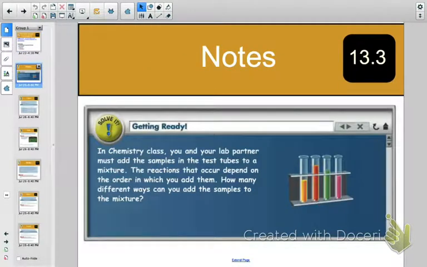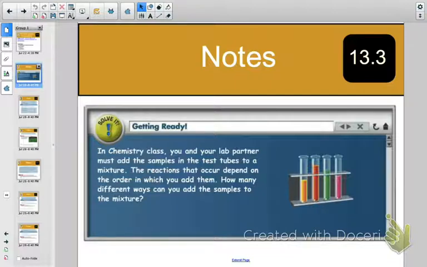So if you look at this problem here, it says, in chemistry class, you and your lab partner must add the samples in the test tubes to a mixture. The reactions that occur depend on the order in which you add them. How many different ways can you add the samples to the mixture? So you've got orange, red, green, and pink. So you can just list all the ways you can do it.